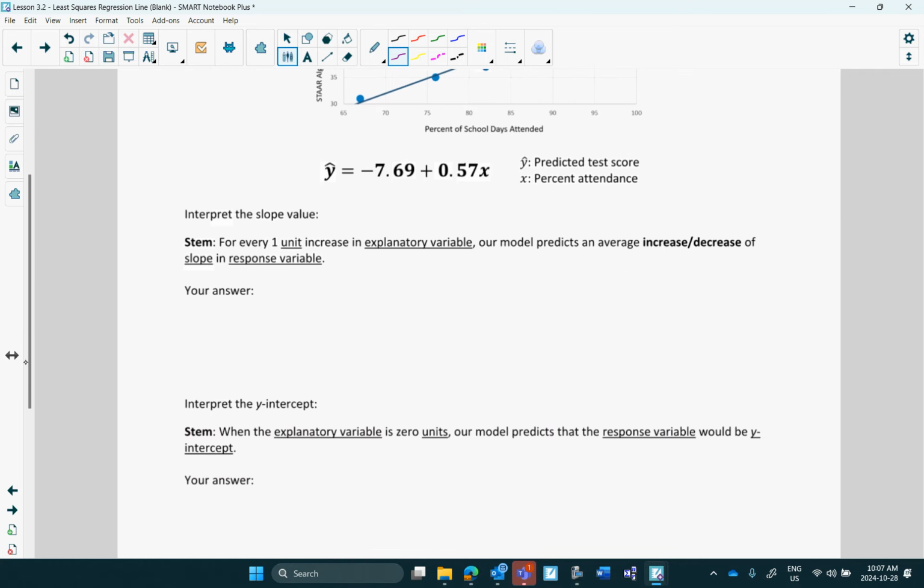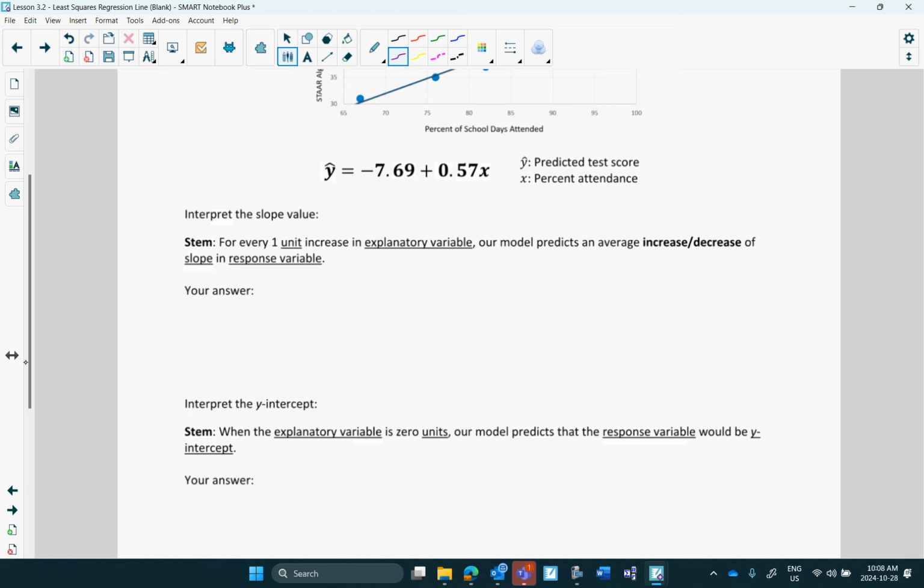Something that we obviously do in stats more than we do in pre-calculus is interpretation. So not only do you need to be able to identify the y-intercept and slope of a linear regression line, you need to explain it in context. And this is sort of the stem that you use. You say for every 1 unit increase in the explanatory variable, our model predicts an average increase or decrease of whatever the slope is in the response variable.